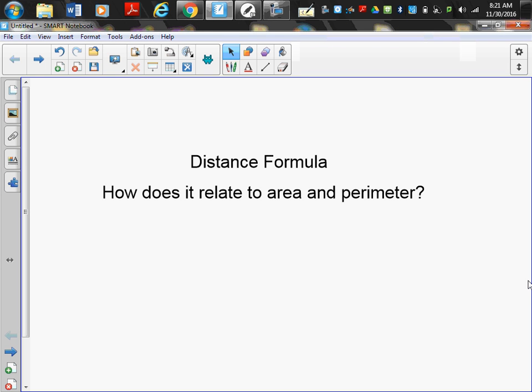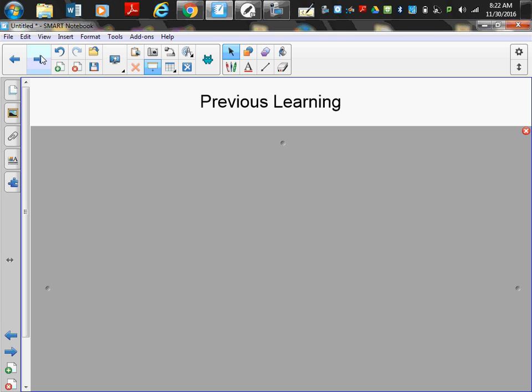All right, distance formula. How does it relate to area and perimeter? So let's have a review for just a second. What have we learned before? So here's our first question.